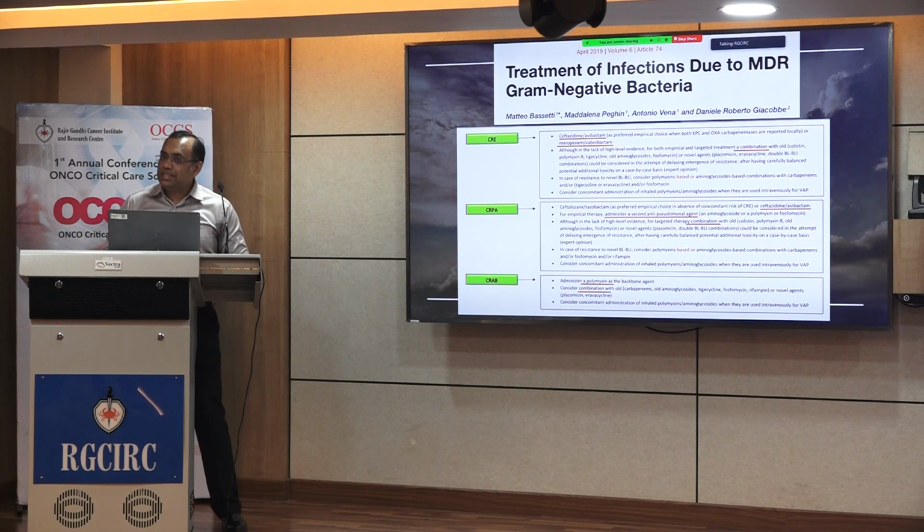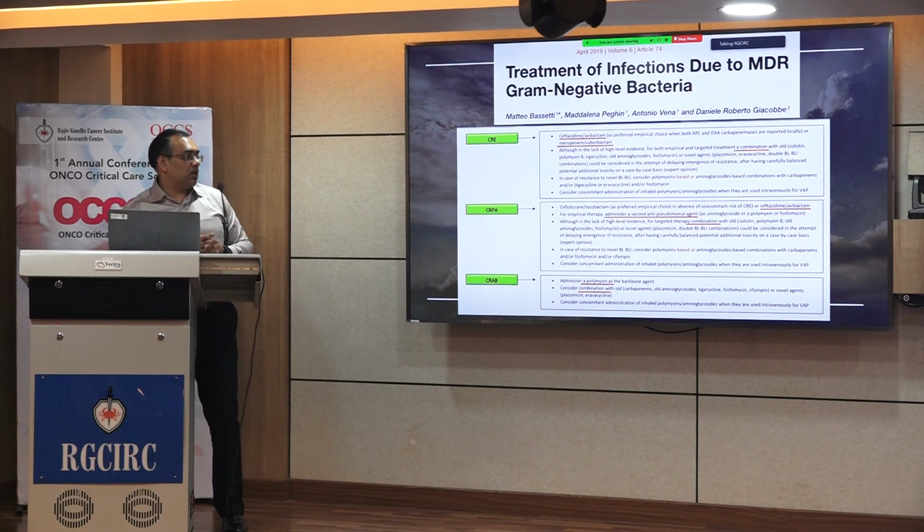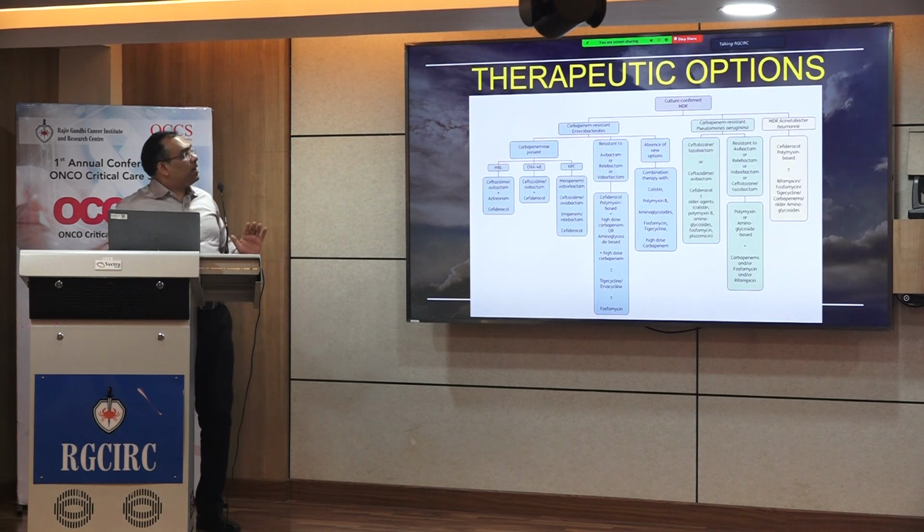And if you are looking at Acinetobacter, again polymyxin B should be the backbone agent along with carbapenems or aminoglycosides or tigecycline, fosfomycin, and always look for inhalational if you are using polymyxin B along with it. So these are the therapeutic options.